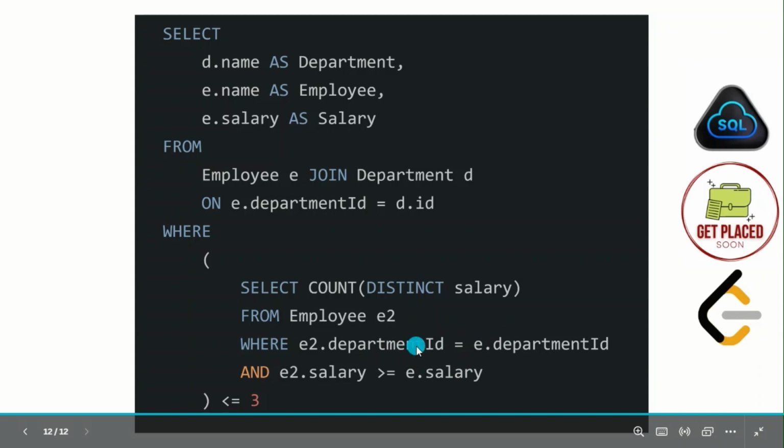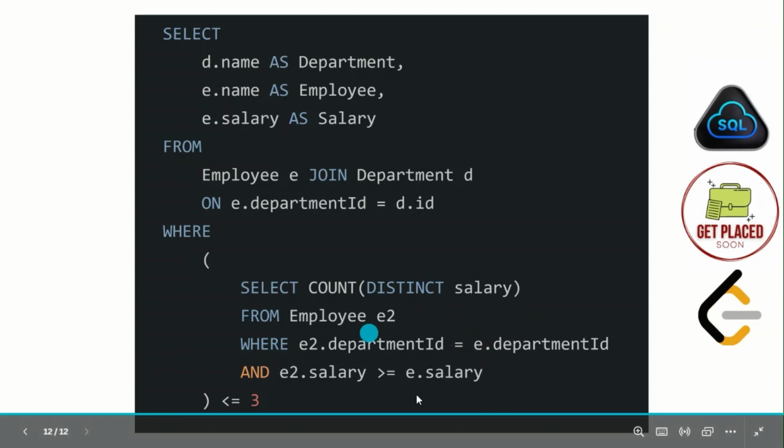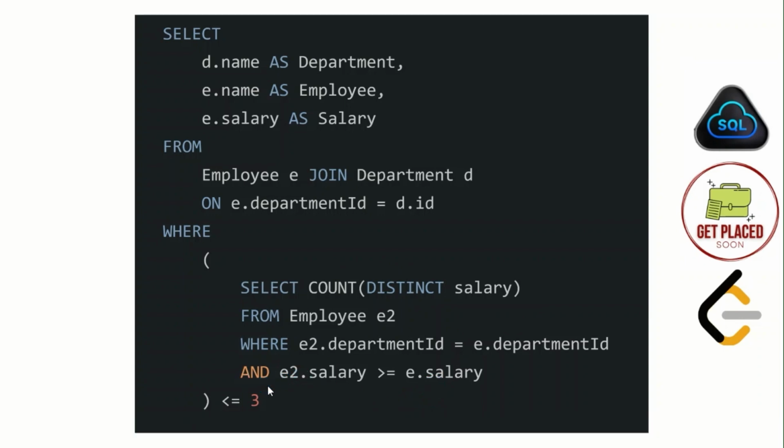Why are we putting department ID here? Because we need it from the same department. We are only considering IT people with IT people and sales people with sales people. And after getting all these, we put this less than or equal to symbol to ensure that only the top 3 unique salaries are selected.